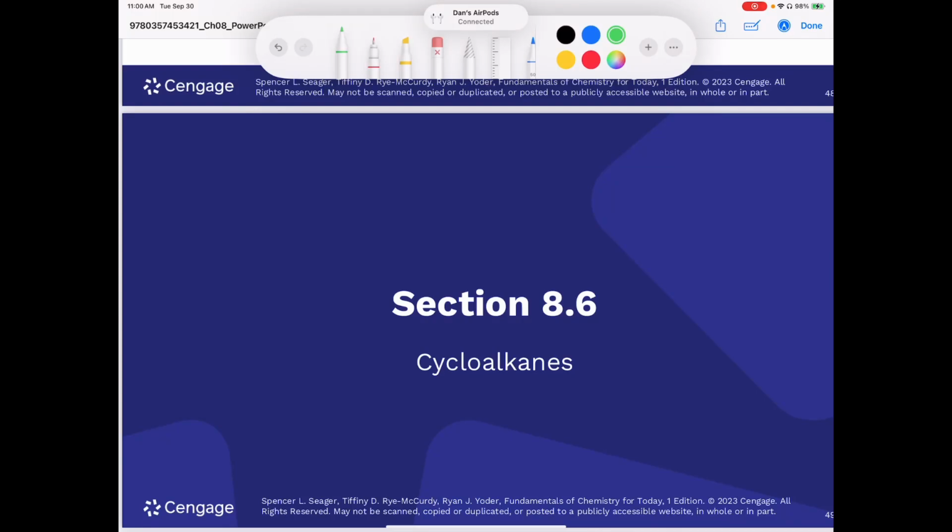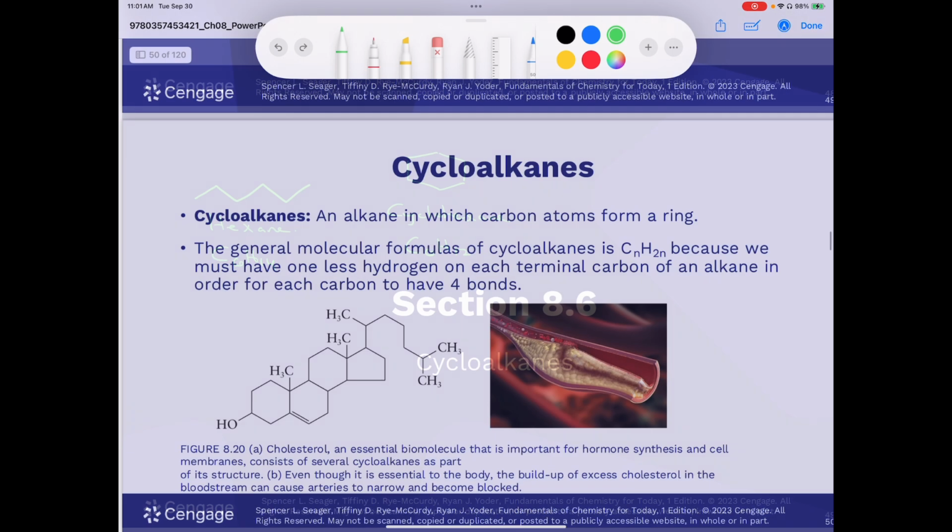All right, cycloalkanes. For example, you guys know hexane, one, two, three, four, five, six. This would be hexane, which has a formula of C6H14. If you were to tie this carbon over to this carbon like this, then you'd end up with a ring of carbons. This is what we call cyclohexane, and it would have a formula of C6H12, because when you tie these two carbons together, you lose two hydrogens in the process. So that's one example of a cycloalkane.